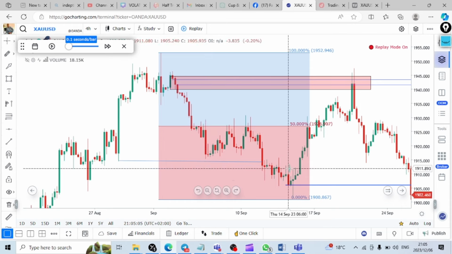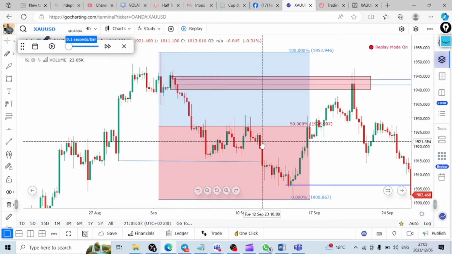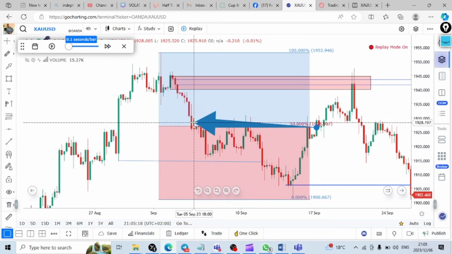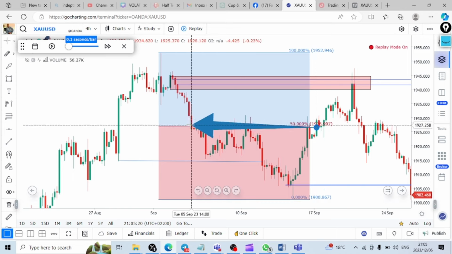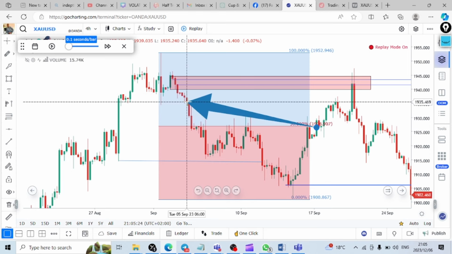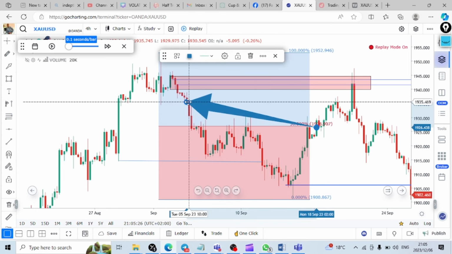Why? Because price is below the what? The 50% level of the Fibonacci. So that means price is within the discount. So this is the discount, and we ignore all the order blocks that are there. But sometimes you end up seeing that there might be two order blocks that are there in the what? In the premium. So what do you do when you are faced with such a situation?